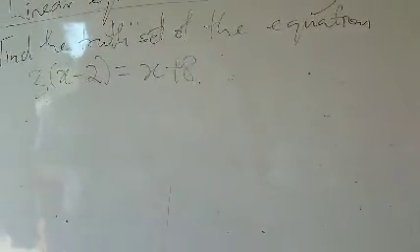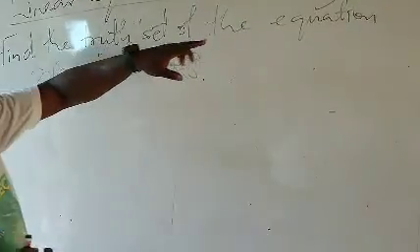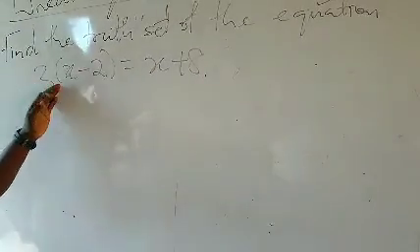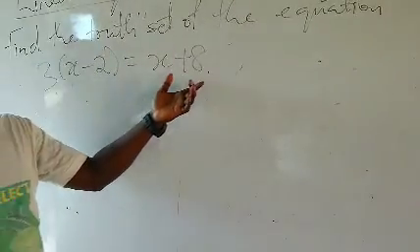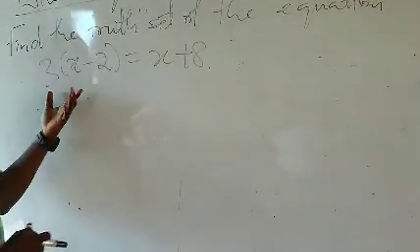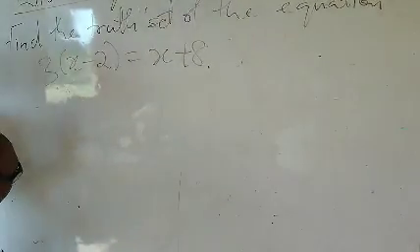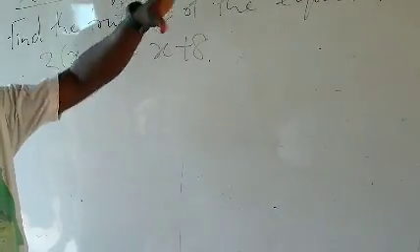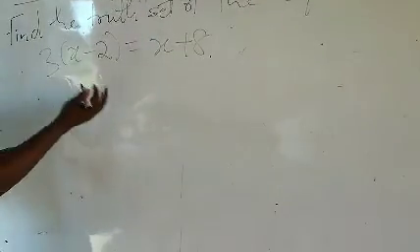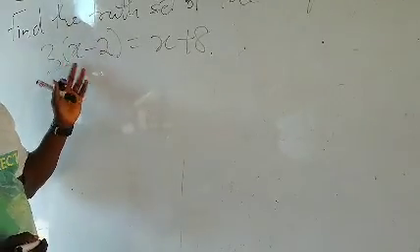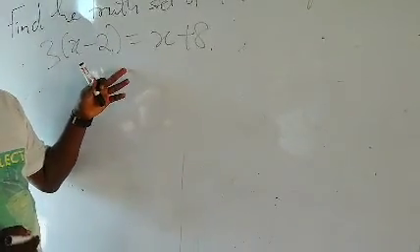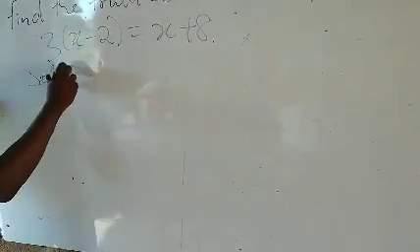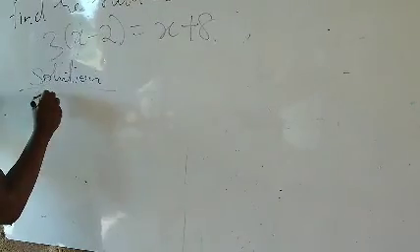Let's look at this question. Find the solution set of the equation 3(x - 2) = x + 8. Now there's a bracket here. According to BODMAS, you have to solve the bracket first. The next step is to expand this bracket. You have to expand it, or open it.